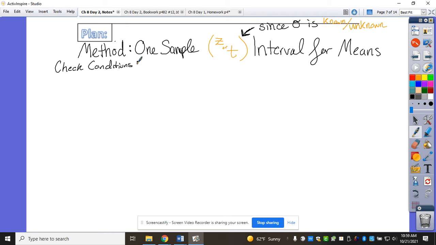Which means we want to make sure that we do, and generally we want one that's what? Not biased. Not biased, we want one that's just what? Random.